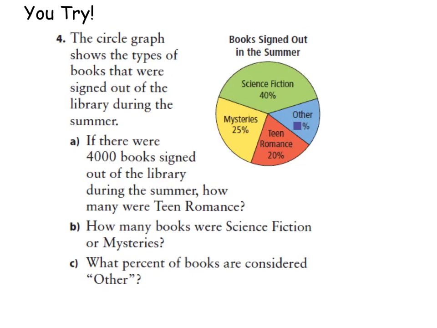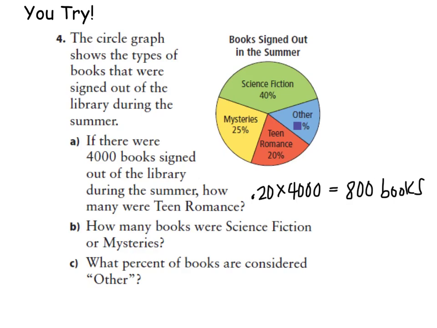Okay, one more chance for you to practice. Go ahead and answer the questions and then play the video to check your answers. Okay, let's see how you did. The circle graph shows the types of books that were signed out of the library during the summer. If there were 4,000 books signed out of the library during the summer, how many were teen romance? Teen romance accounts for 20% of the total books, so that would give us a total number of 800 books.